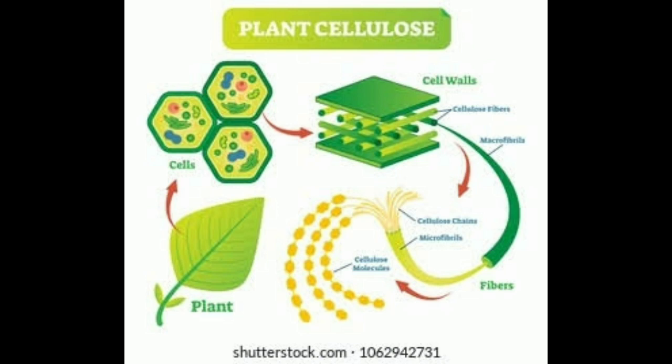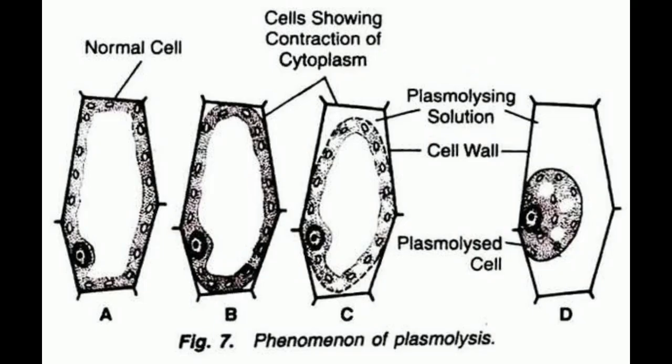Okay. And this cell wall is mainly composed of a substance called cellulose. It is a complex substance which provides structural strength to the plants. And in the case of plant cells, if they lose water through osmosis, there is a shrinkage or contraction of the contents of the cell away from the cell wall. That means the cytoplasm will contract away from the cell wall, and this process is known as plasmolysis.